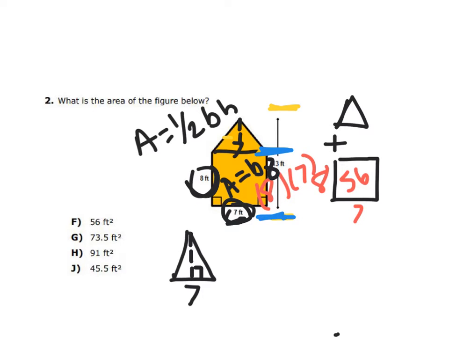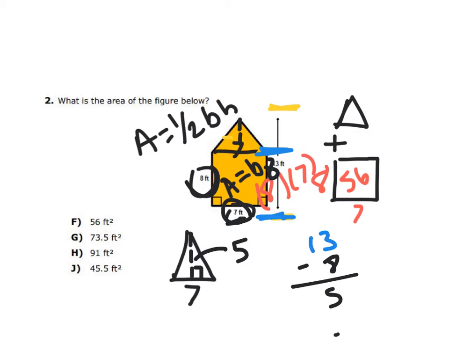What I need to know is, well, what is the distance left over to get to 13? So I know I started with 13. I know my rectangle is 8. Well, how much do I have left over? Well, that's just a simple subtraction problem. 13 minus 8 gives me a grand total of 5. So the height of my triangle here is 5.